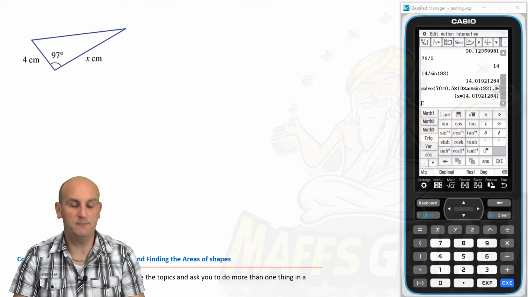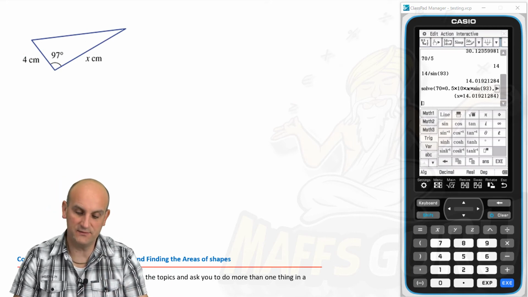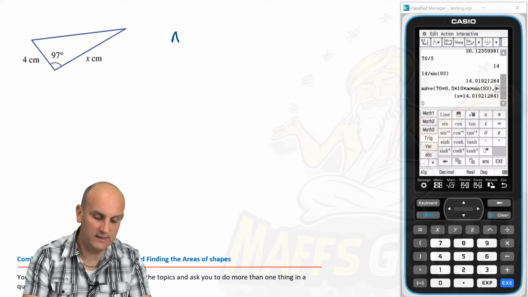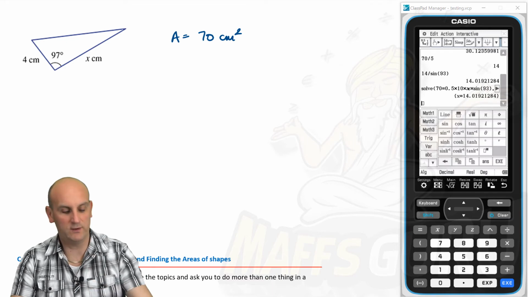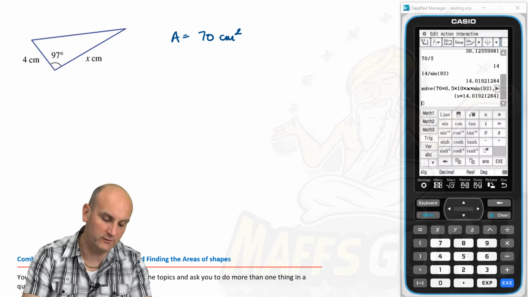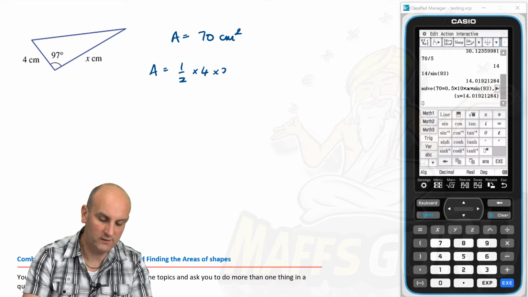X, same thing, but now we are having that the area. So they still say here that the area is equal to 70 centimeters squared. I'm not going to do the hard way. Let's do what we can come up with the solve way. So the first thing I'm going to do is write the area is equal to half times 4 times X times the sine of 97.